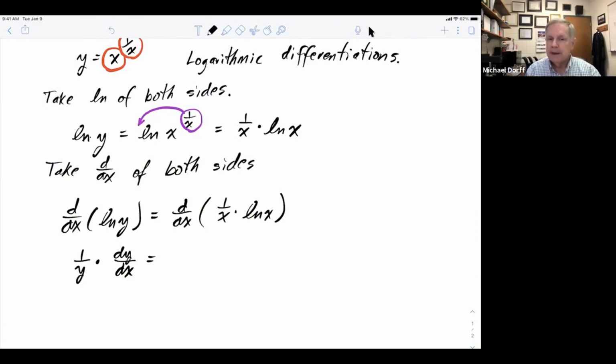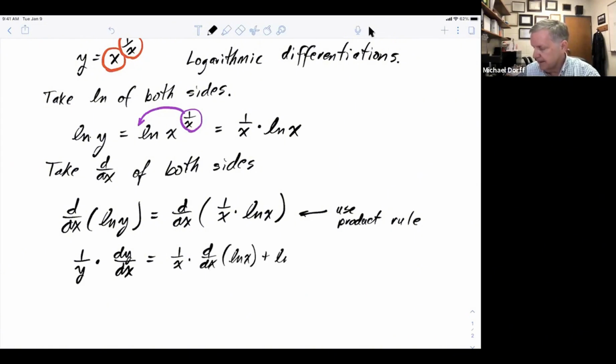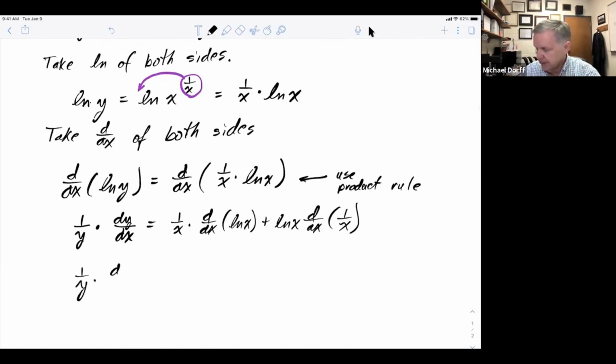But notice that when I'm doing the d dx, I have 1 over x times natural log of x. So I have to use the product rule, because I have that multiplication there. The product rule says it's the first times the derivative of the second plus the second times the derivative of the first. So left side, now I'm going to keep that the same. And now on the right side, I'm going to take those derivatives.